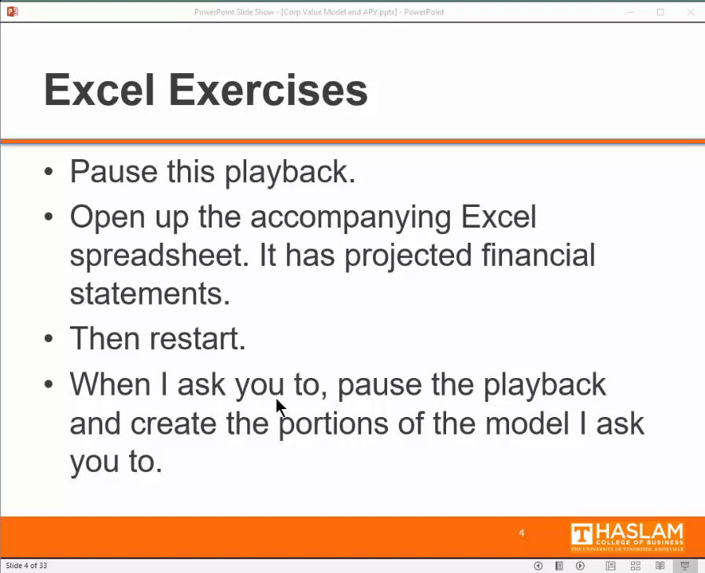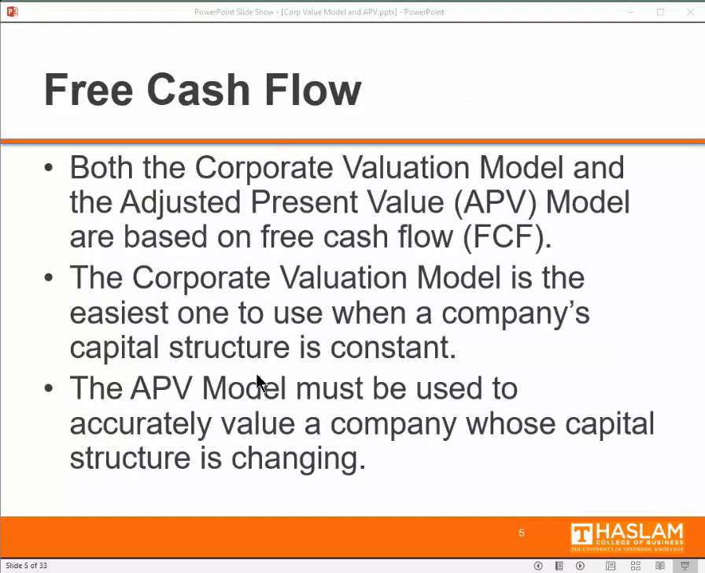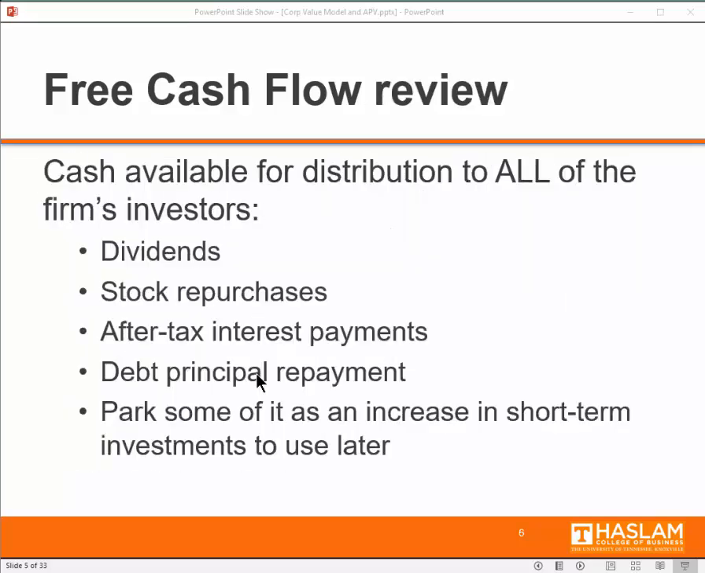Now, welcome back. I hope you've downloaded the Excel spreadsheet. And what we're going to do is calculate some free cash flows. Both the corporate valuation model and the APV model are based on free cash flows. So the first step is going to have to be to calculate free cash flows.